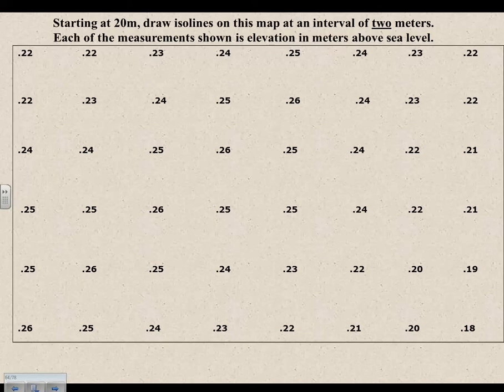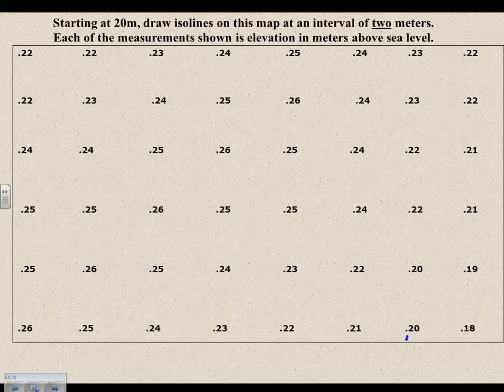This particular map says, starting at 20 meters, draw isolines at an interval of 2 meters. So we've got to go by twos. Each of the measurements shown is an elevation above sea level in meters. So I'm going to start at 20. I'm going to find my 20. I see some 20s over here.